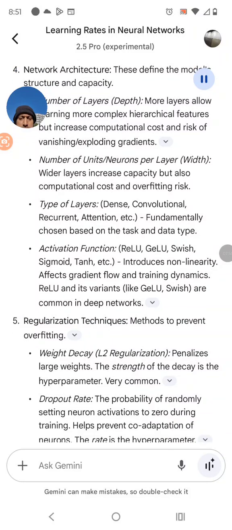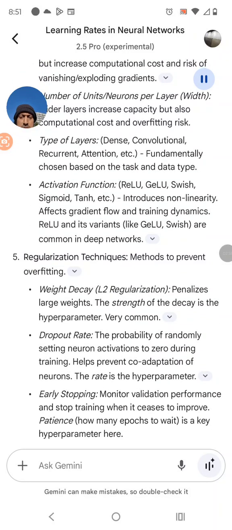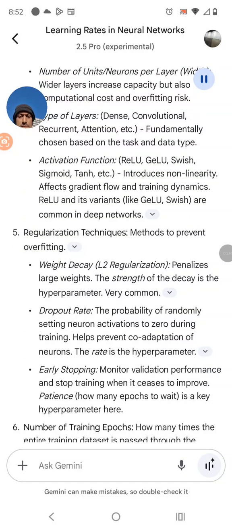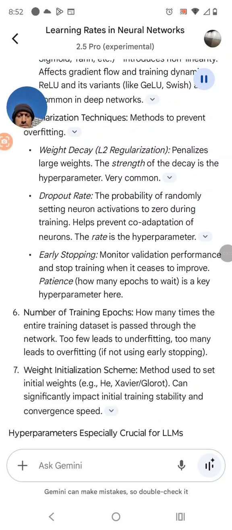5. Regularization techniques, methods to prevent overfitting. Weight decay, L2 regularization, penalizes large weights. The strength of the decay is the hyperparameter, very common. Dropout rate, the probability of randomly setting neuron activations to 0 during training, helps prevent co-adaptation of neurons. The rate is the hyperparameter. Early stopping: monitor validation performance and stop training when it ceases to improve. Patience, how many epochs to wait, is a key hyperparameter here.